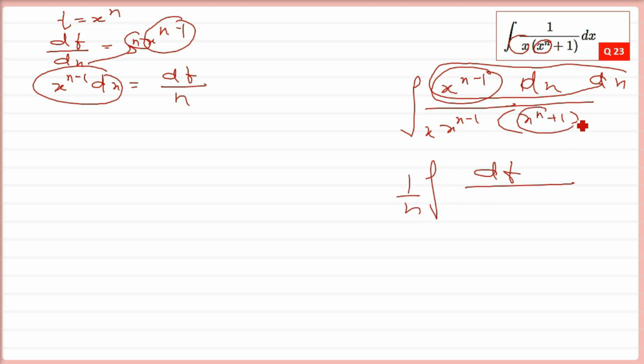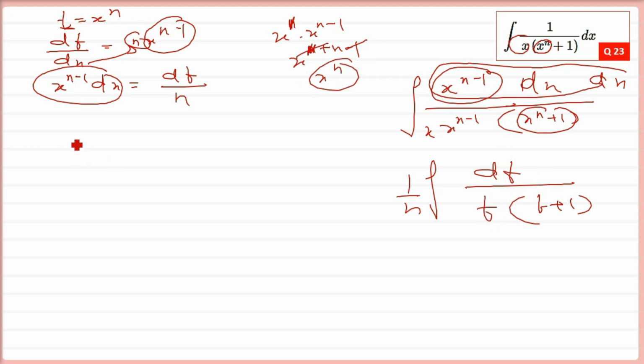How about this x raised n plus 1? If it is t equals x raised n, then it will be t plus 1. Now x into x raised n minus 1. So when you add this, x raised 1 plus n minus 1, the 1 gets cancelled. So this will be x raised n only. So this is 1. So we get x raised n, and this was already taken as t. So now the question has become very easy.